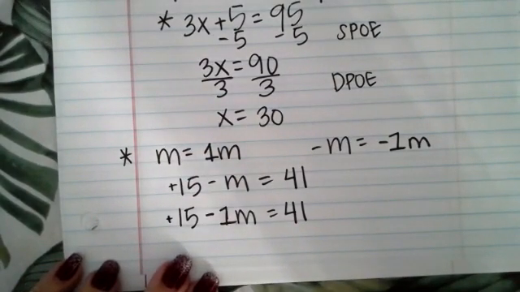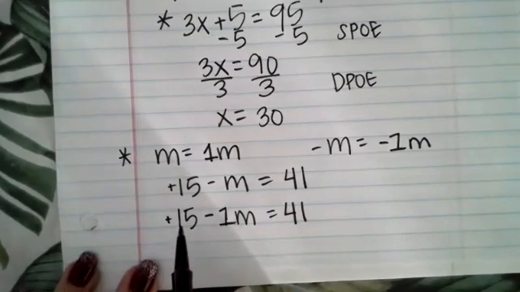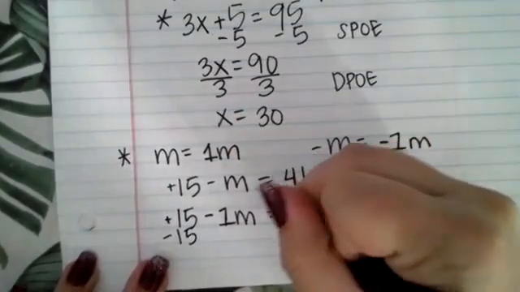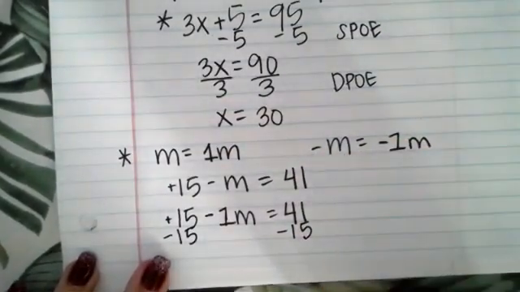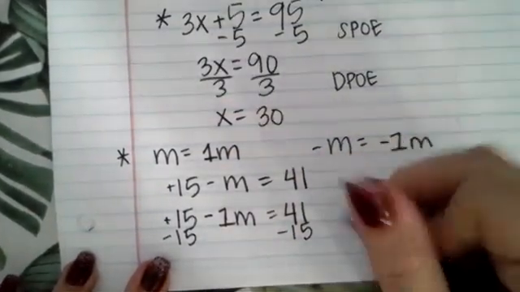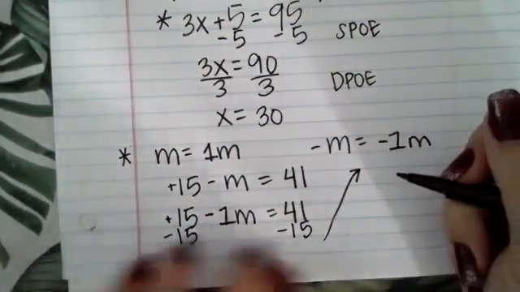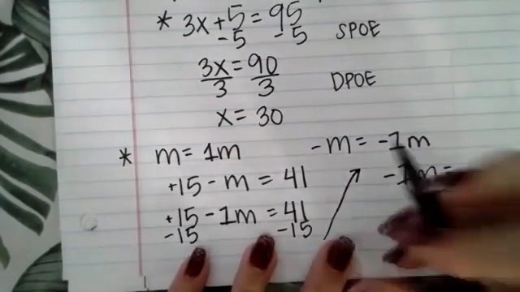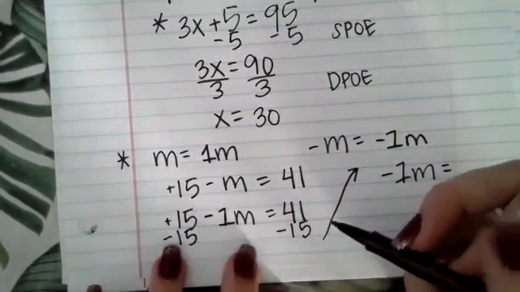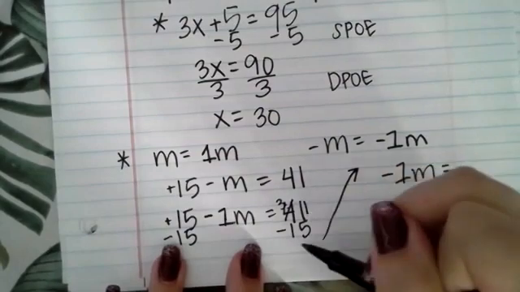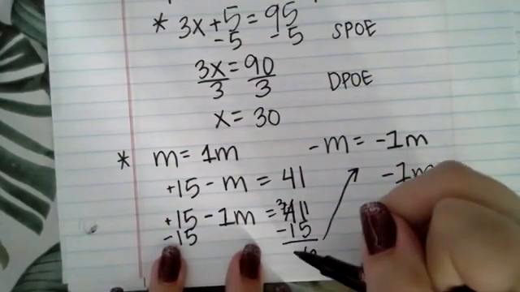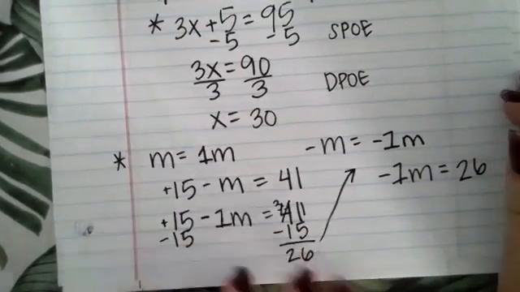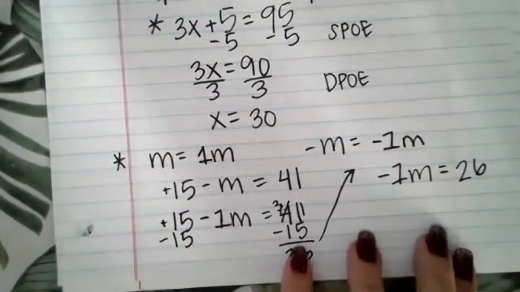So if I get rid of the constant, I'm going to do the opposite kind of math. This 15 is a positive, so I'm going to subtract this 15 away from both sides. And what I'm left with, I'm going to write it over here, is -1m equals 41 minus 15, which is 26. So I'm left with -1m equals 26.